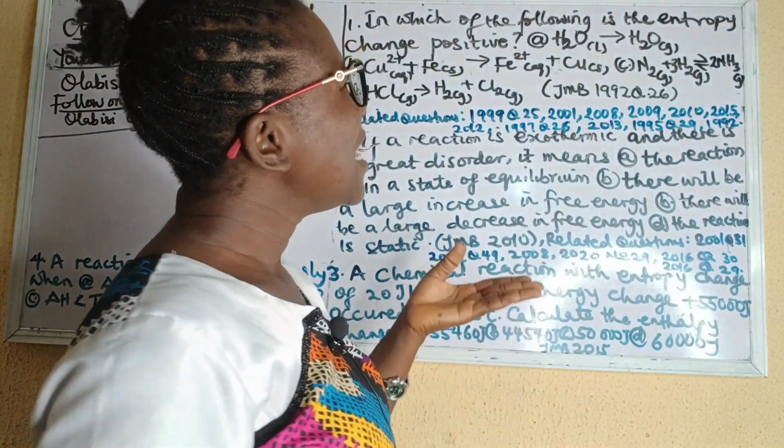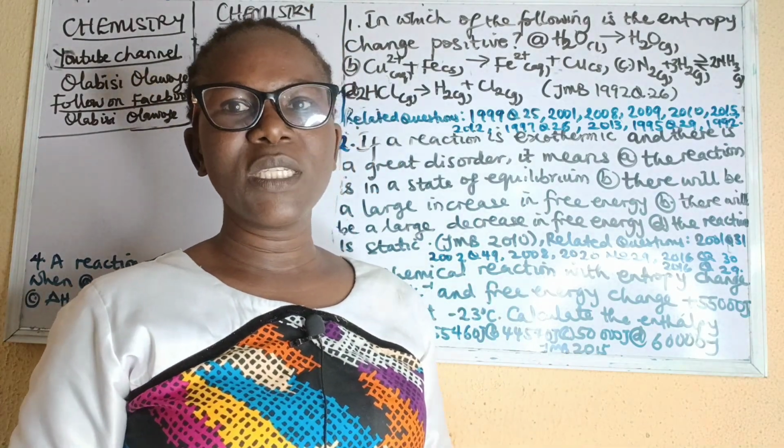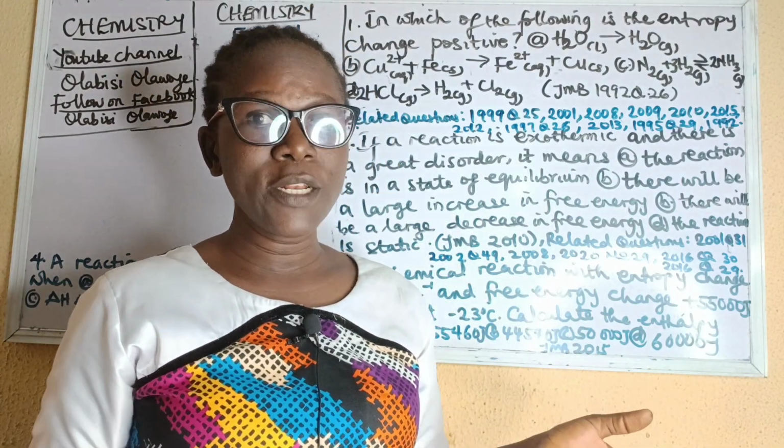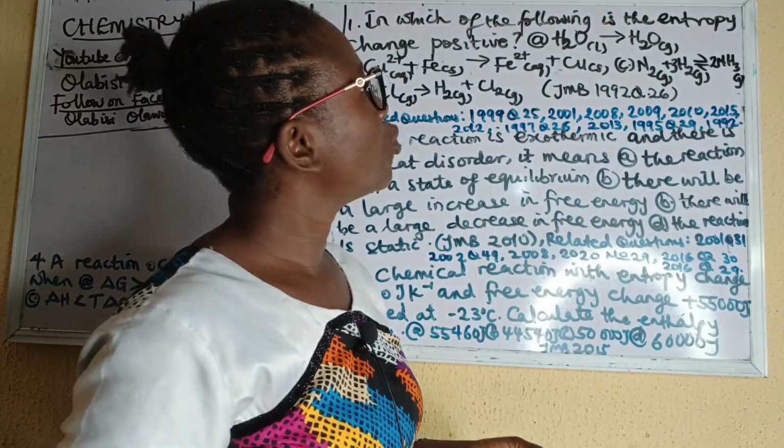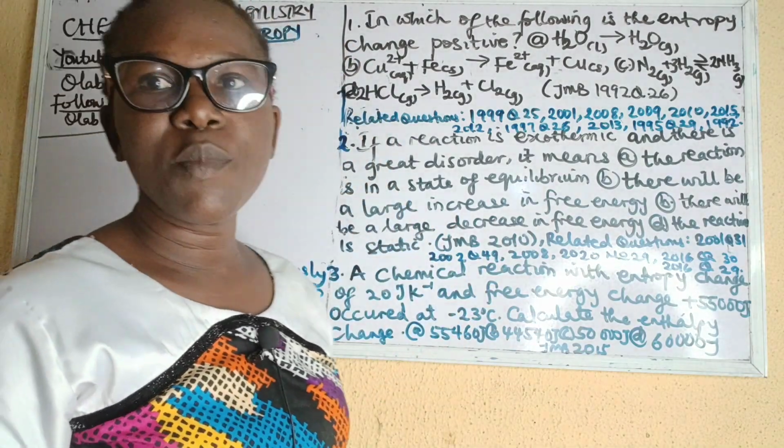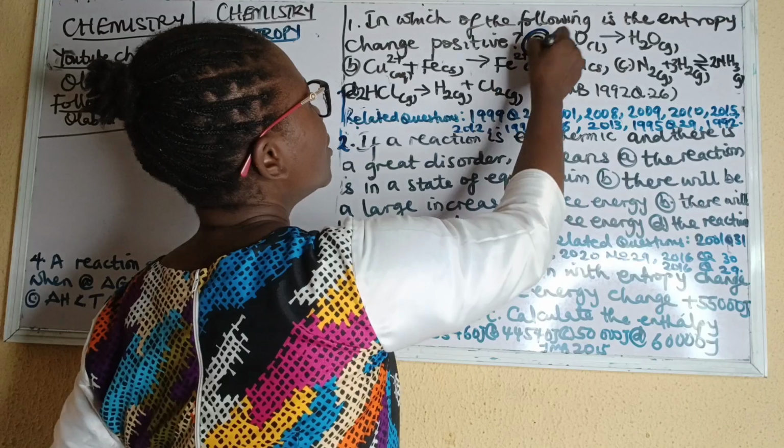So it means there's an increase in entropy, or an increase in the state of disorderliness, or randomness of a body, and that is entropy. So definitely the entropy here will be positive. So the best answer here is option A.